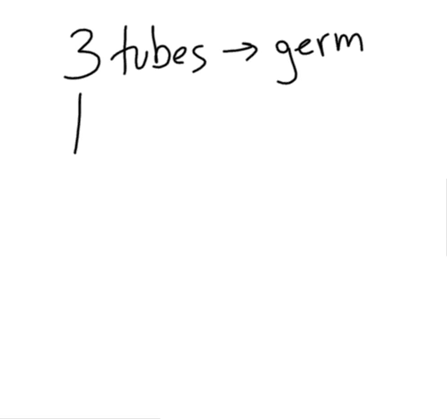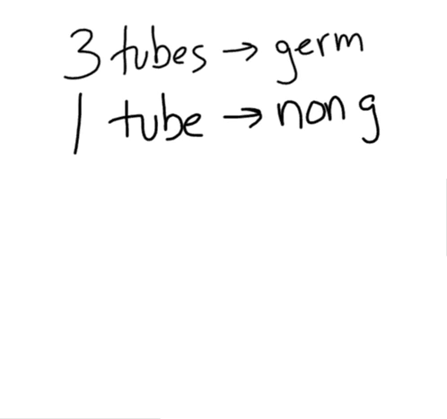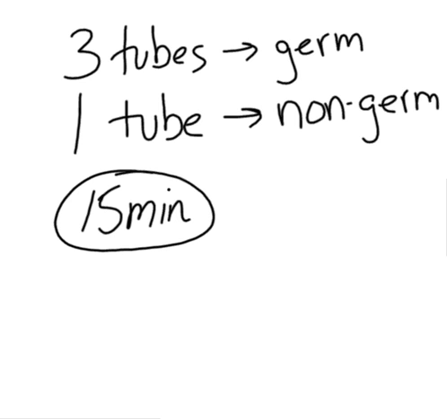You're also going to have one tube that's going to have non-germinating peas. Okay, and in all 4 of these tubes, you're going to run the experiment for 15 minutes. Okay, so the experiment itself will run for 15 minutes. You do not need to keep track of time. The interface, the LabQuest, will do that for us.